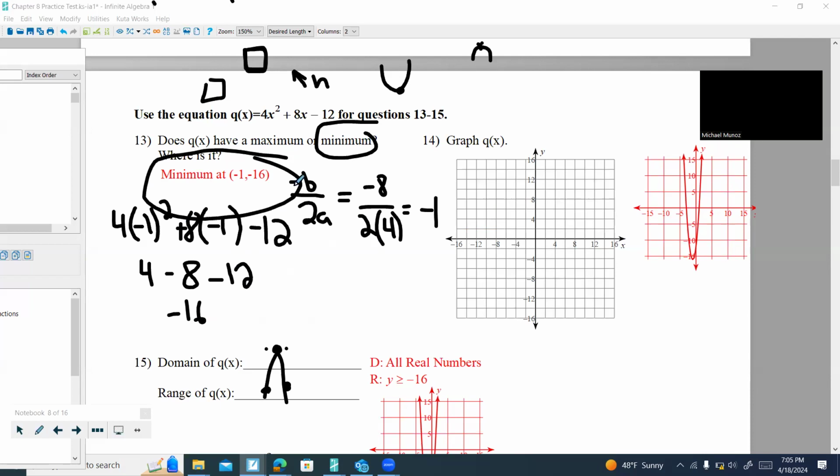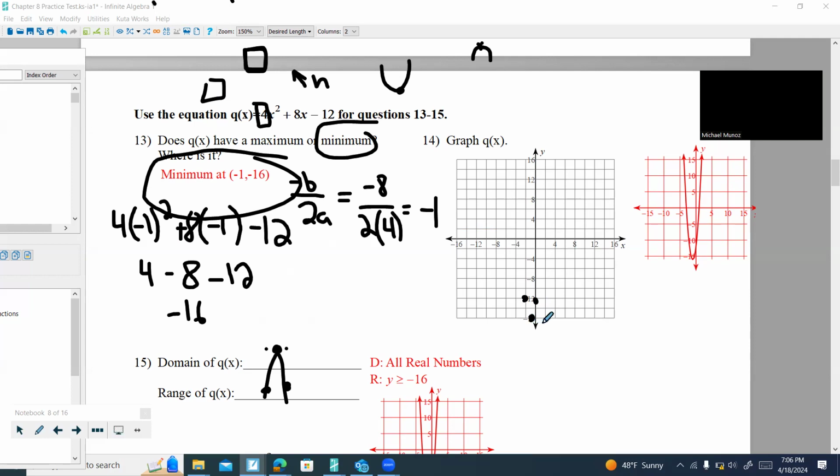So when I go to graph that, I'm going to start with my vertex. Notice these are going up by 2. So I'm going to go left 1, down 16. Now I could plug in numbers here. I could plug in the numbers 0 and 2, because those are what's in between it, into the equation and figure those out. Or I could say that it's being multiplied by 4. So if I go right 1, 1 times 1 is 1, but I'm going to take that times 4. So 1 times 4 is 4. So I'm going to go up 4 spaces. And I'll do that on both sides.